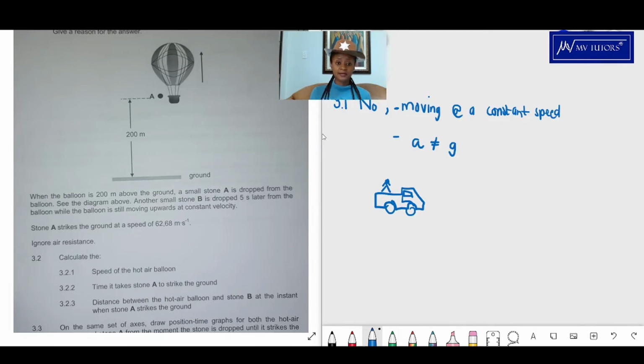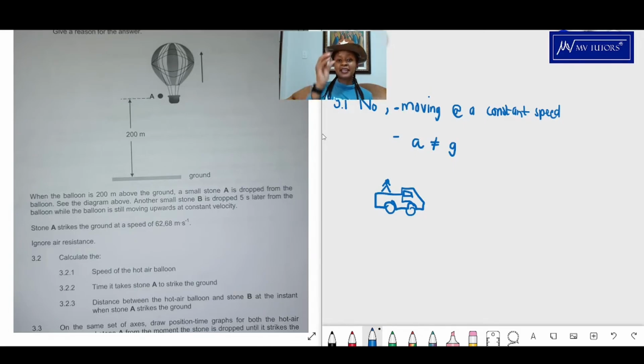Back to the rock. Like I said, if you were dropping it, maybe you are standing on a building and you just happen to drop a stone, for sure the initial velocity would be 0. But because this hot air balloon is moving, whether constant or not, the initial velocity of the rock or the stone as it is being dropped, remember, is the constant speed the balloon is moving at. And then it's dropped.